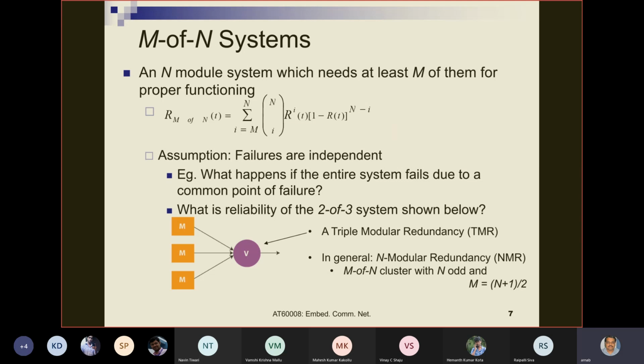So this one is M of n system is a popular system. In particular, this triple modular redundancy, which is 2 of 3 system, is very popular, especially in safety critical systems such as aircrafts. So in a triple modular redundant system, in general, you have an n modular redundancy or an M of n system, where M has to be at least equals to (n plus 1) by 2 to have a majority voting.